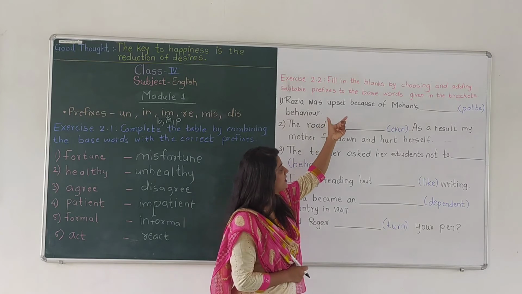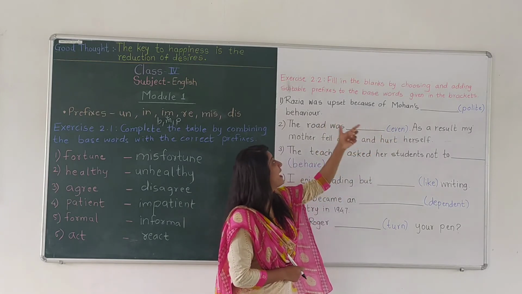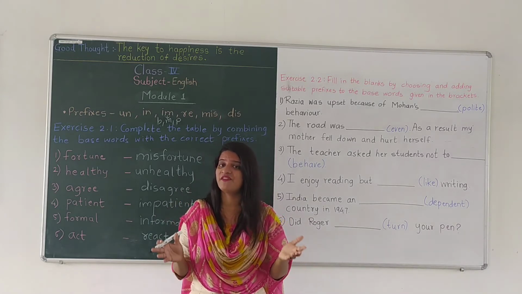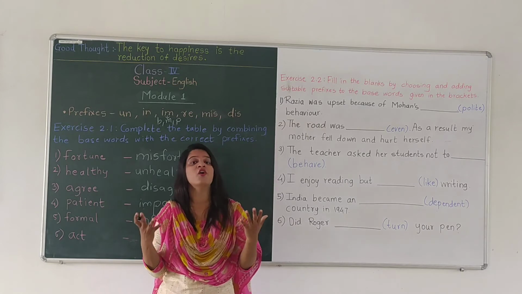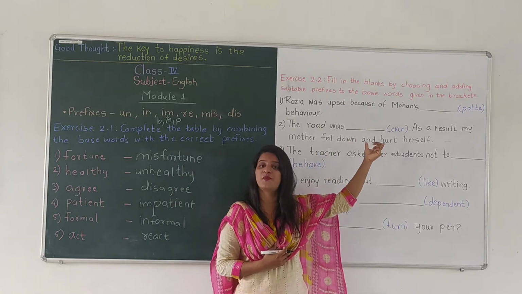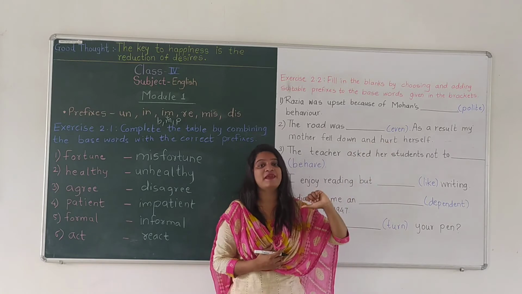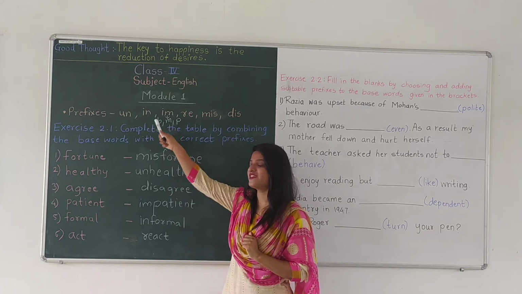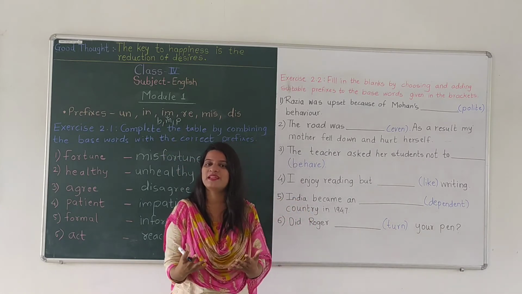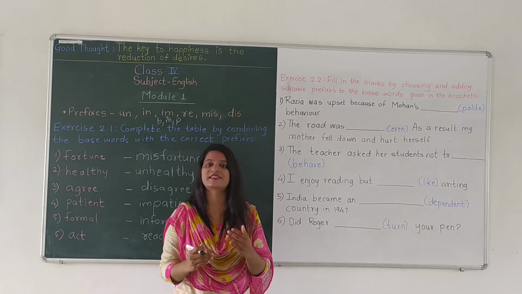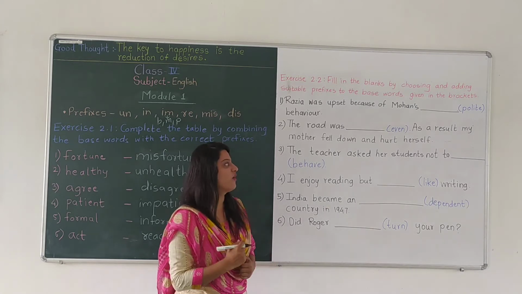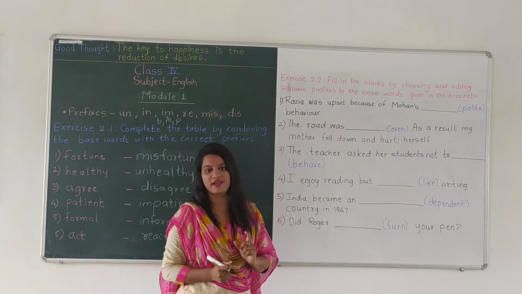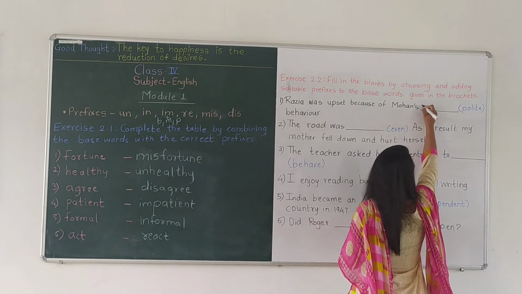Razia was upset because of Mohan's polite behavior. Now, polite means to behave in a good manner. Okay. Can anybody be upset because of polite behavior? No. So, just focus on the word polite. Now, it is starting with P. Right? So, what prefix can we add? As mentioned here, we can add the prefix im: impolite. Impolite means not to be polite. It is conveying the negative idea. And it is the opposite word of polite. Polite becomes impolite. So, let us write. Impolite.